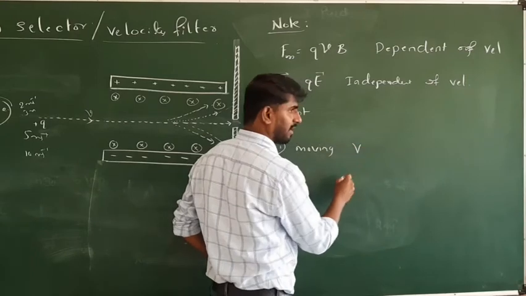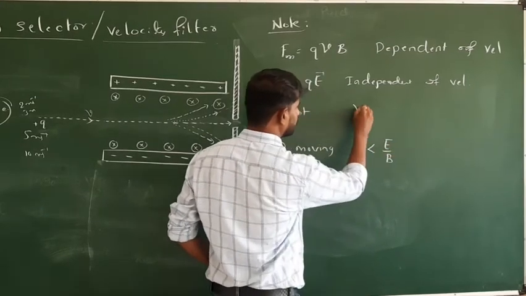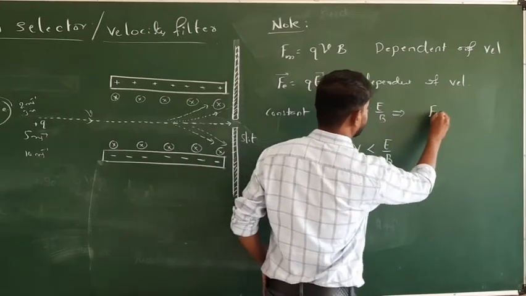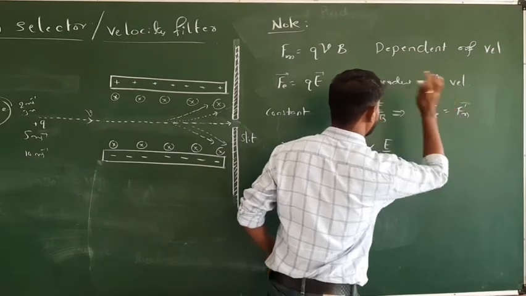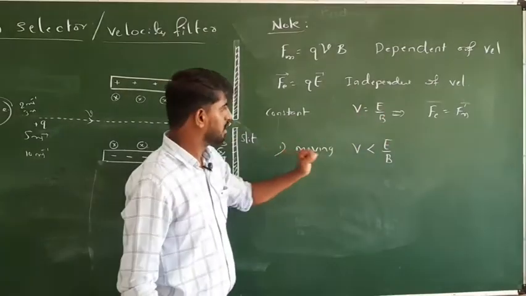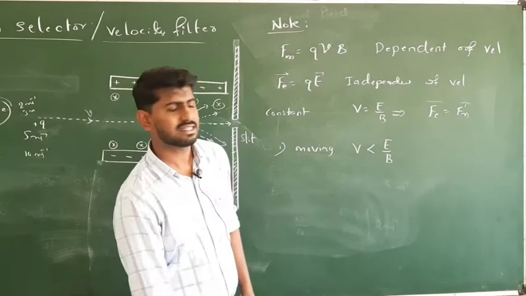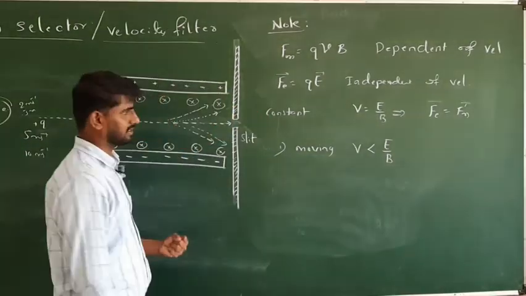Okay, so the case is, if the charge is moving with velocity greater than E by B. Suppose the velocity is E by B, then what's our conclusion? There will be Fe equal to Fm. The magnitude of Fe is equal to Fm if V is equal to E by B. Now V is lesser than E by B. Is it clear?